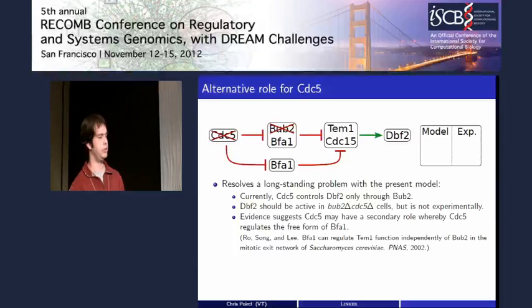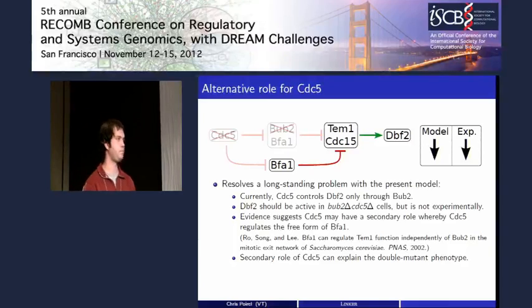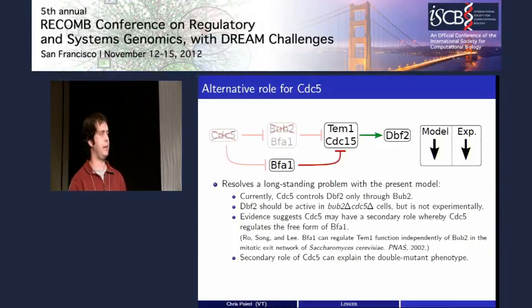Now if we look at the double deletion mutant, we see that these regulatory mechanisms go away, but the free form of BFA1 is now available to inhibit the formation of this complex. What happens now is the model predicts that DBF2 should be downregulated, and that matches the experimental evidence.